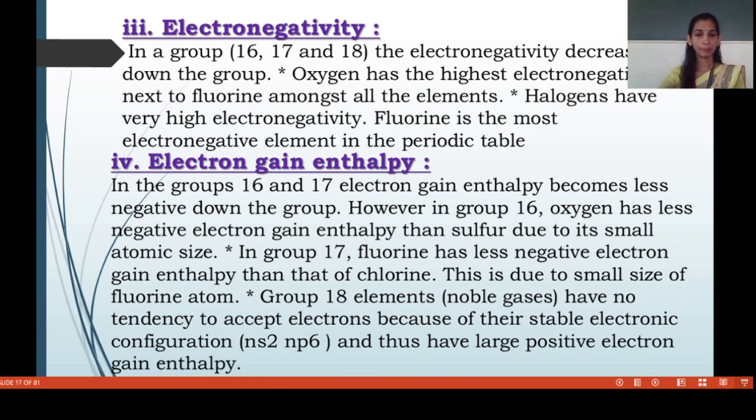In group 17, fluorine has a less negative electron gain enthalpy than chlorine. This is due to the small size of a fluorine atom. In group 18, the elements, that means all the noble gases, have no tendency to accept an electron because they have a stable electronic configuration. That means their outermost shell is fully filled, therefore they cannot accept any electron, and thus a large positive electron gain enthalpy is present.